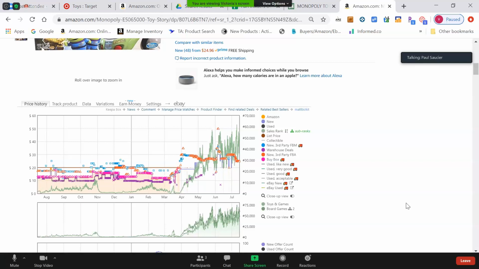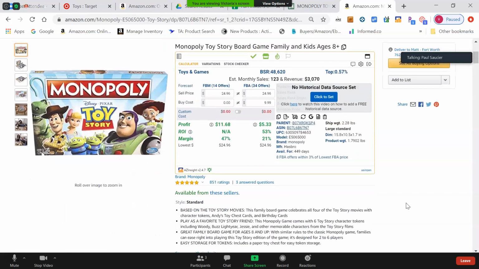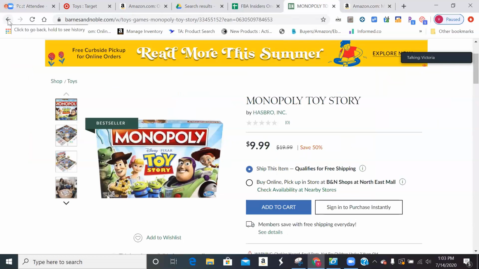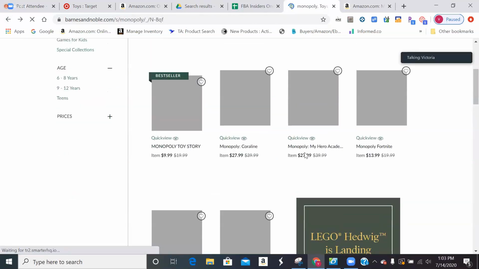Scroll up really quick to that profit, Victoria. 533. All right, I'm going to write down that we would buy 10. Okay, I would get 10. All right, 10. And then it doesn't end there. You don't find one and move on.